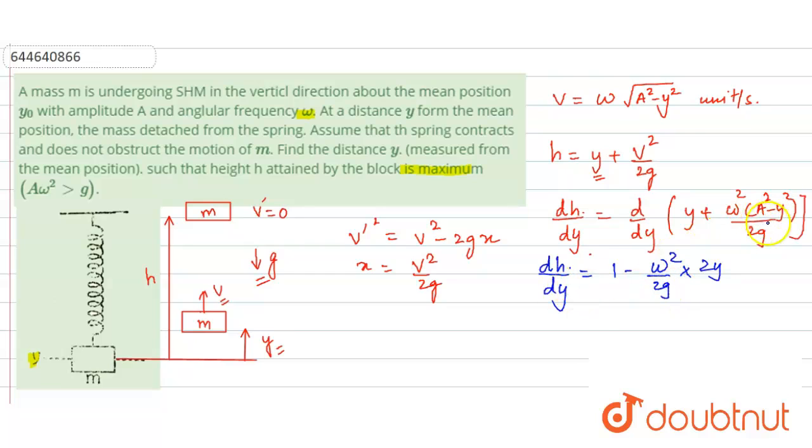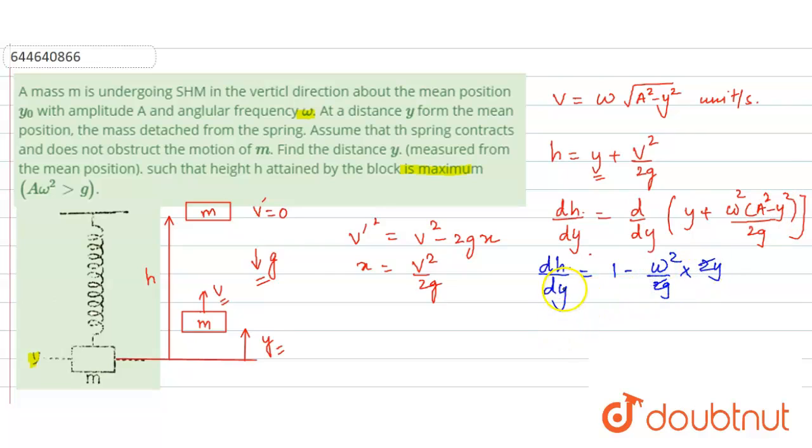So you can see I have differentiated this function. Differentiation of y will be simply 1 with respect to y, and omega squared by 2g is constant, so this will come out. So this A squared is constant, so its differentiation will be 0, and minus differentiation of y squared will be 2y, right? And we have a minus sign here, so I have put a minus sign here. So this will cancel out, right?